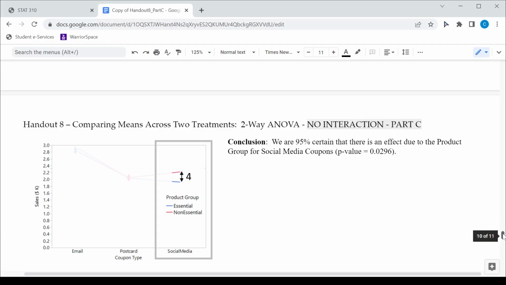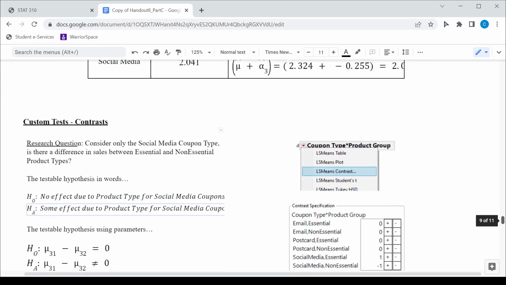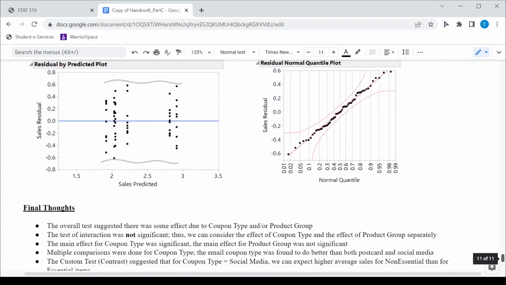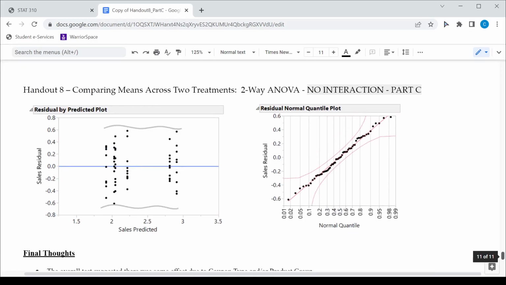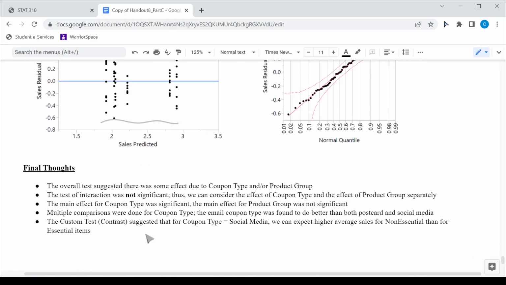Okay. Again, I can do that through a contrast statement. Here's checking our assumptions. Which again, we're not going to worry too much about those. So what did I learn here? Some of the overall effects. Some final thoughts, excuse me.